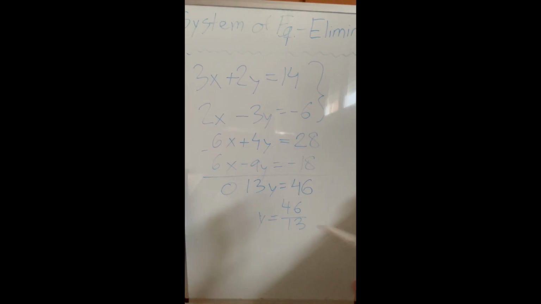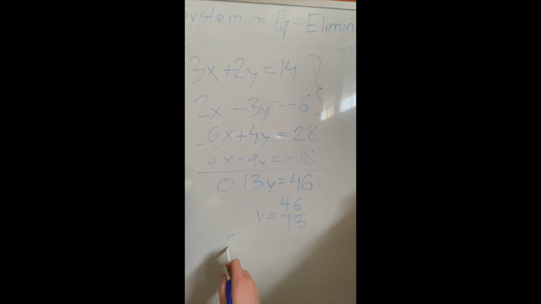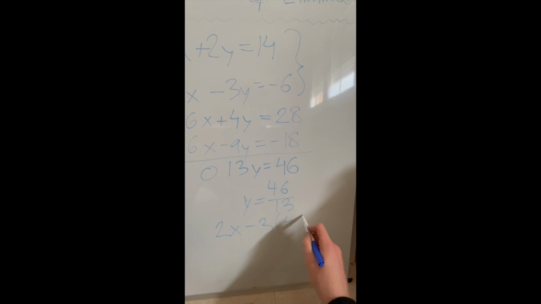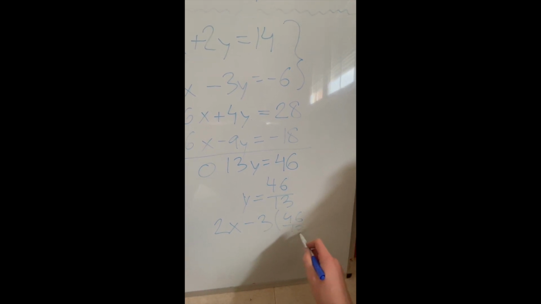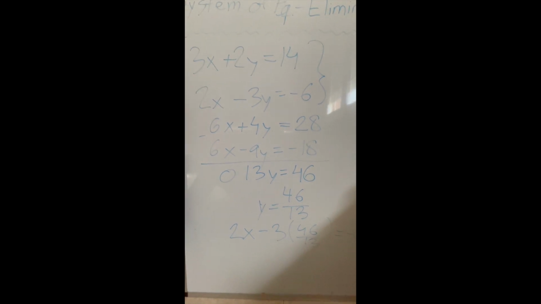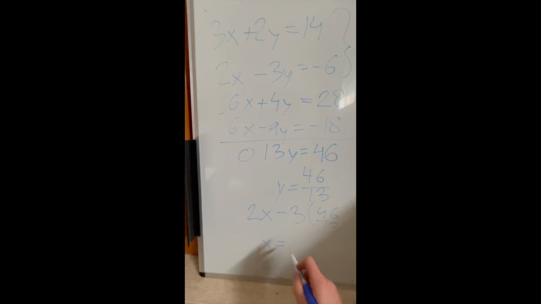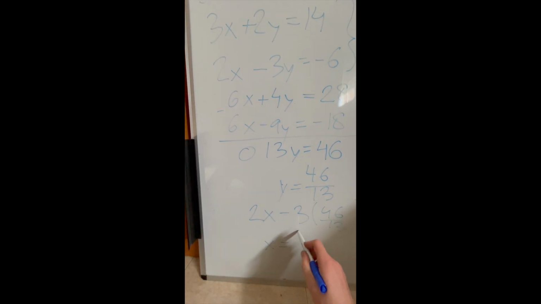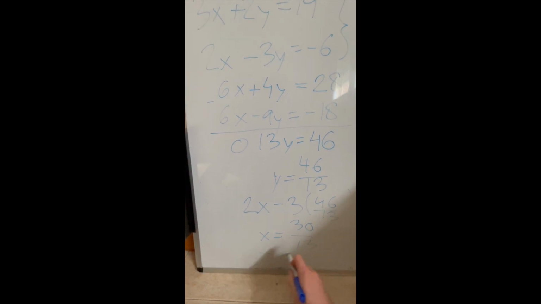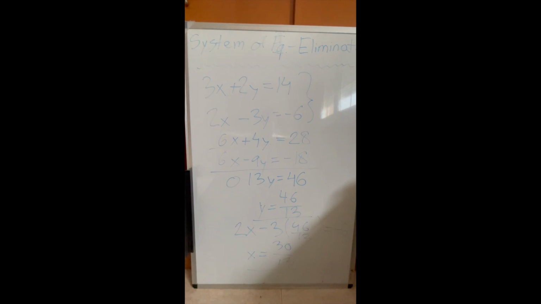And then we find our x value by substituting it back to the equation. 2x minus 3 times 46 over 13 is equal to negative 6. And then, after some calculations and isolating x, we get that x is equal to 30 over 13. We have our x and we have our y for the system of equations.